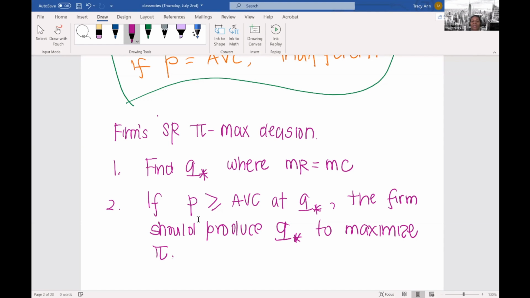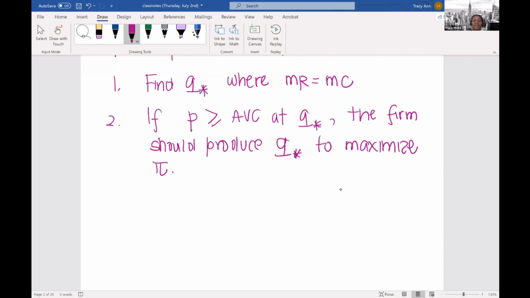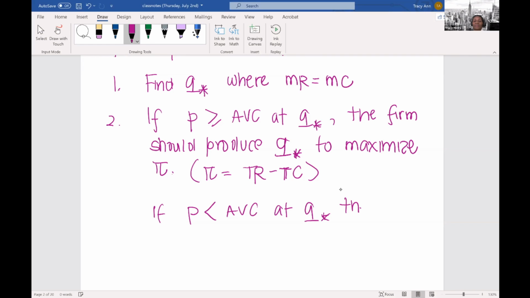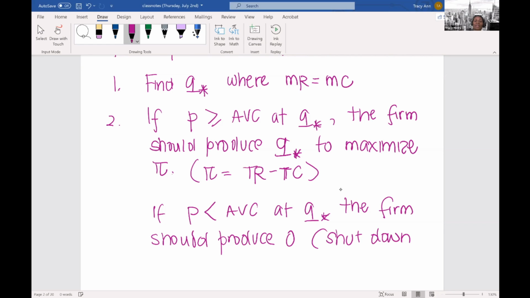And in this case, your profit is going to be equal to total revenue minus total cost. But if your price is less than your average variable cost at Q star, the firm should produce 0. We call this shutting down. I'll talk about that in a minute. And they should produce 0 to maximize profit.